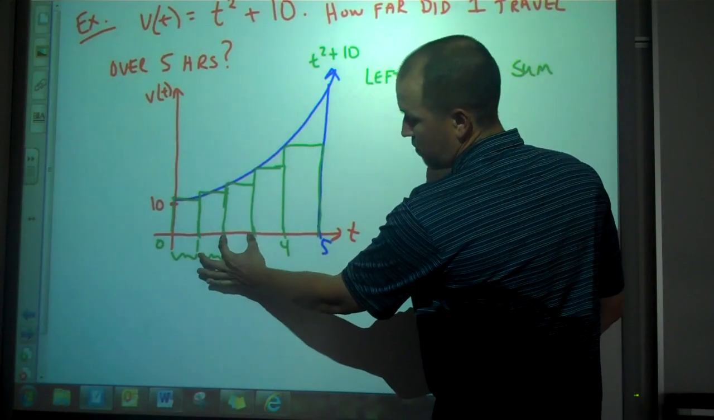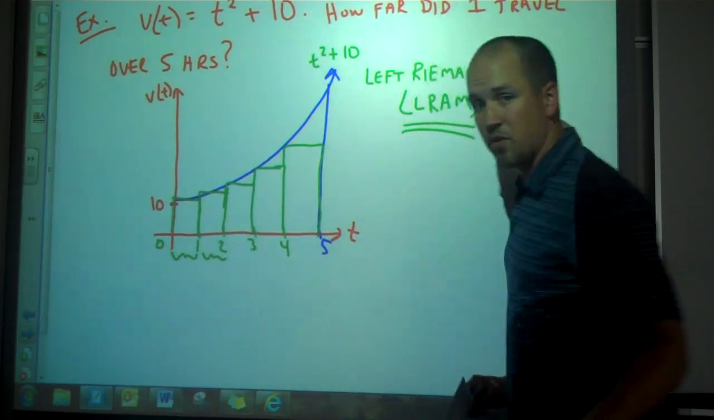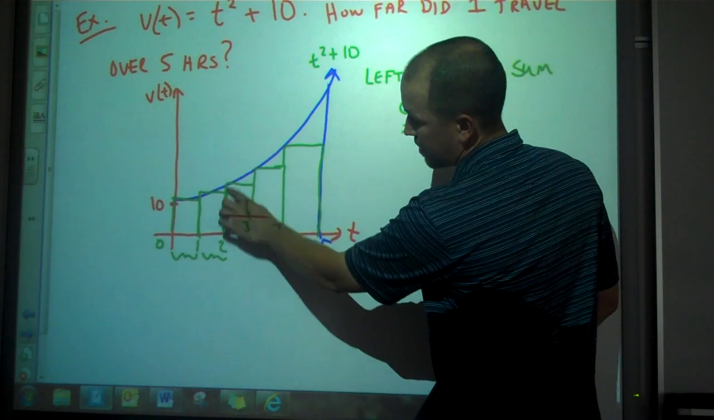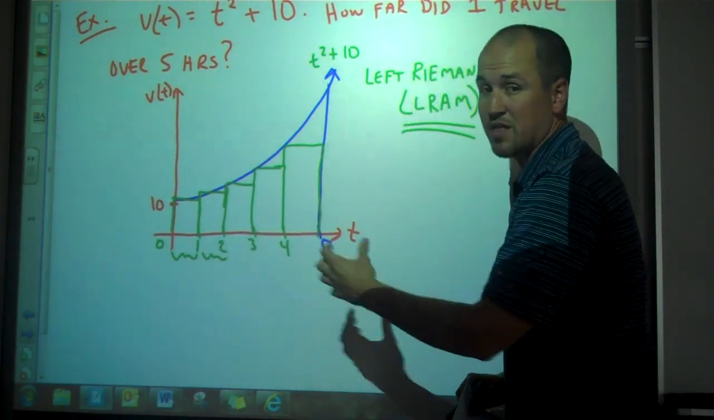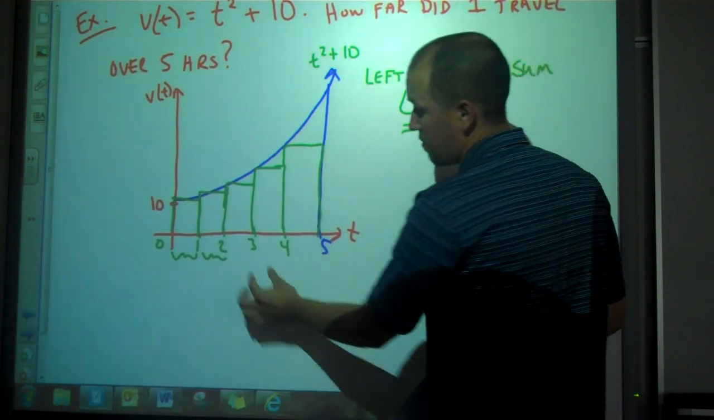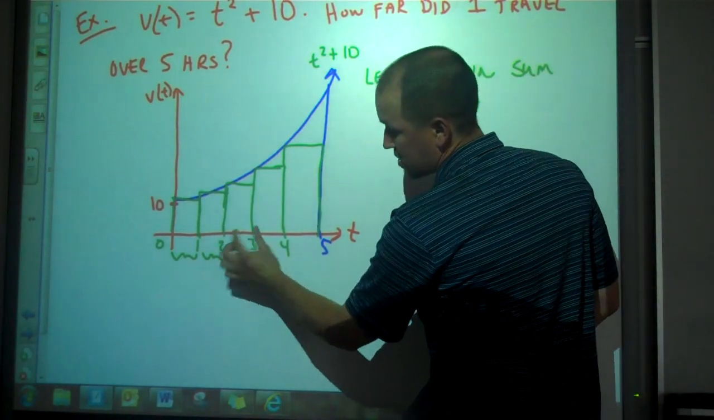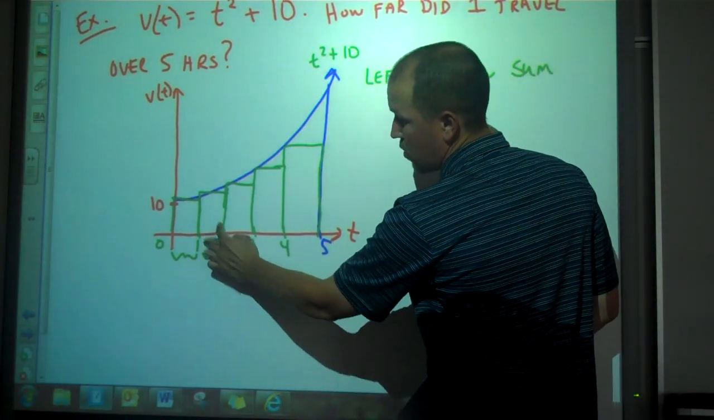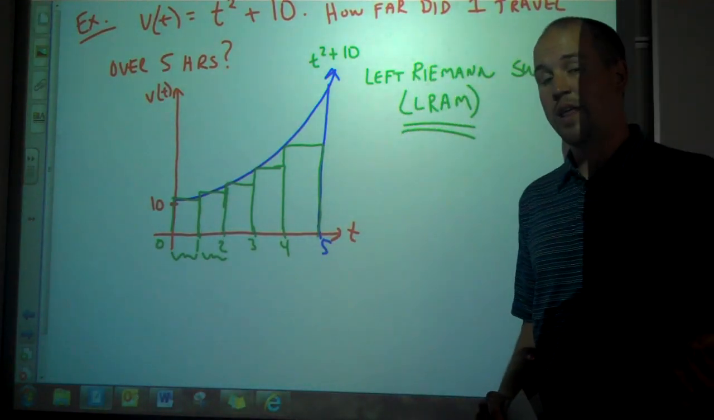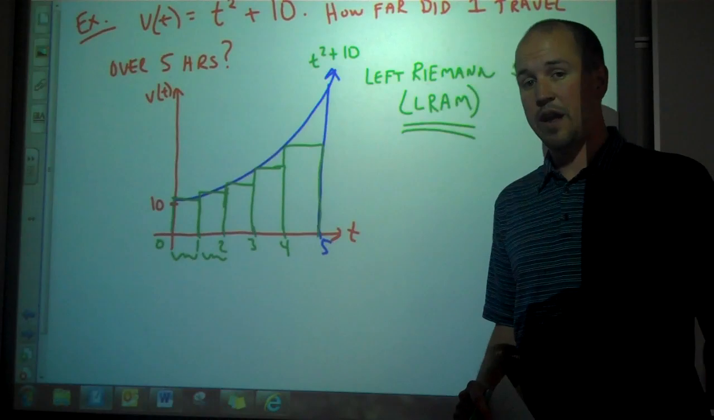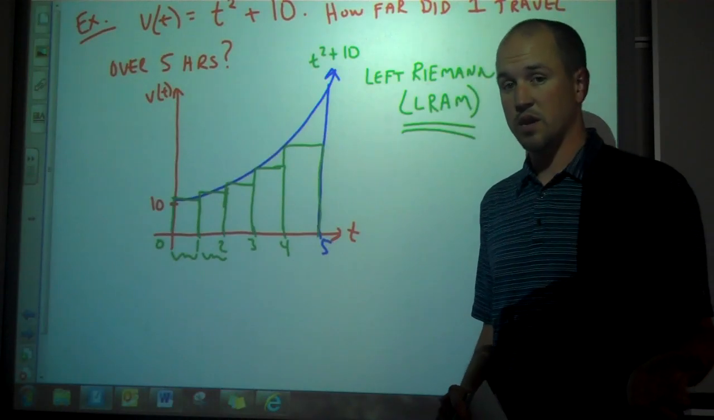In each interval, the height of the rectangle is determined by the value of the function at the left part, the left end of that interval. So if it's from 2 to 3, I went to the left part, I went to 2, went up to the graph, and made a rectangle. So what we're going to do to estimate it, we're just going to add up the areas of all these rectangles.